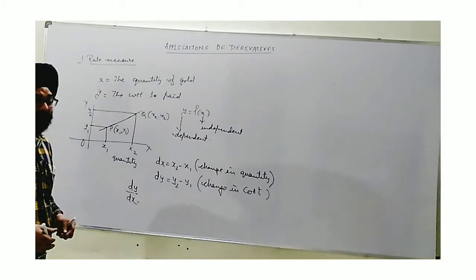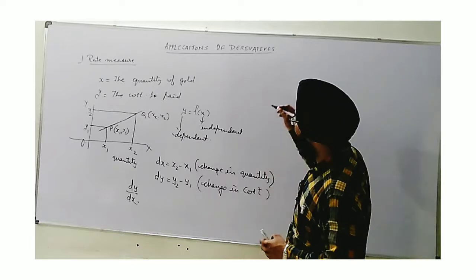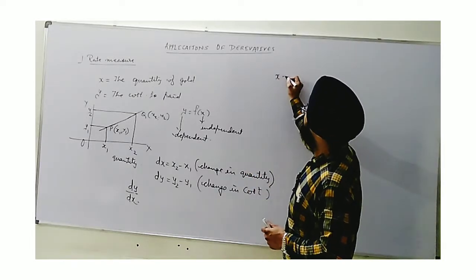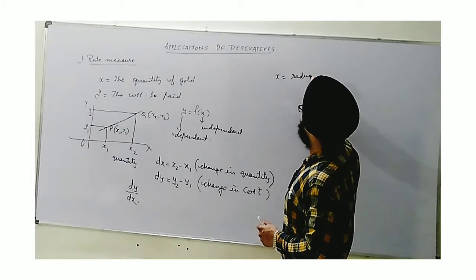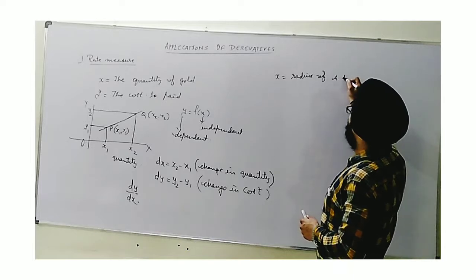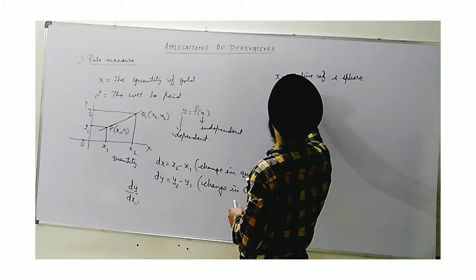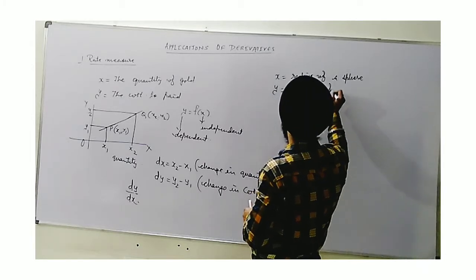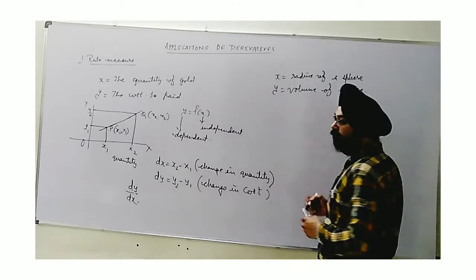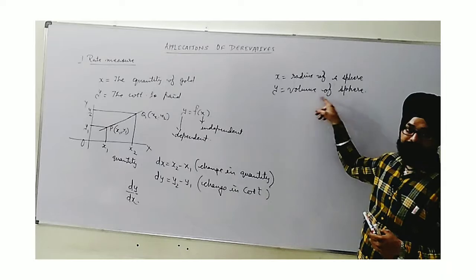Now if we relate this to mensuration, to the concept of plane and solid figures, I consider x as the radius of a sphere, and y I consider as the volume of a sphere.